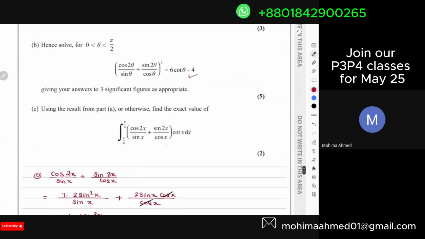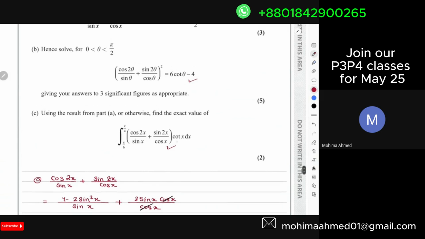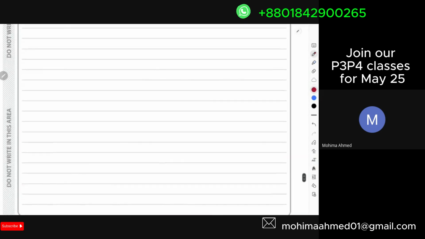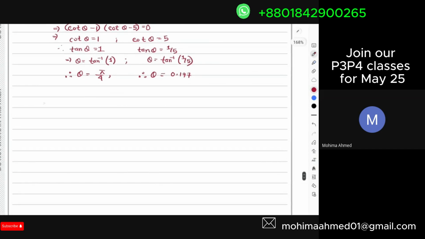Now they're saying to integrate this within the range of pi by 4 and pi by 6. I already know that over here, cos x over sin squared x is actually cosec x cot x, right? So we just have to integrate this. That's going to be what? Negative cosec x. That's why they're giving you 2 marks.